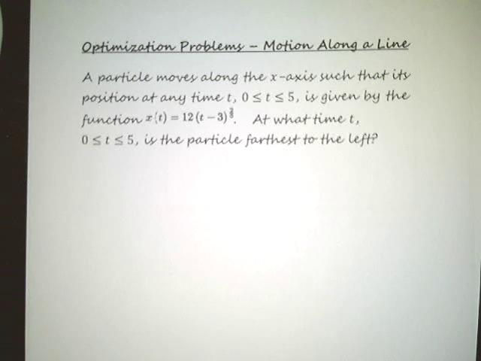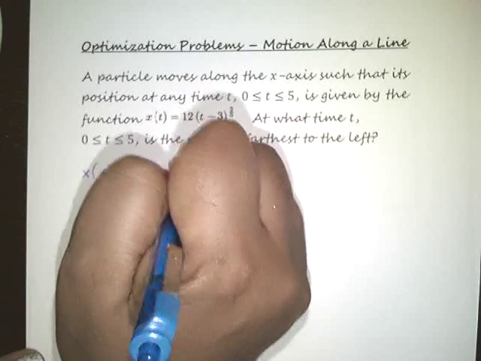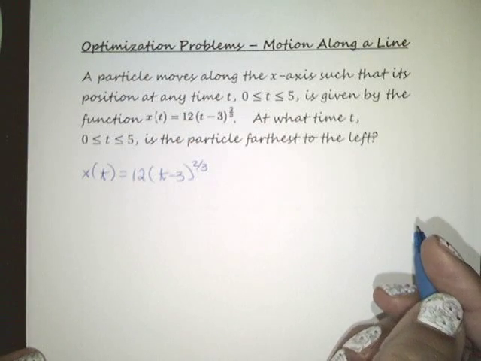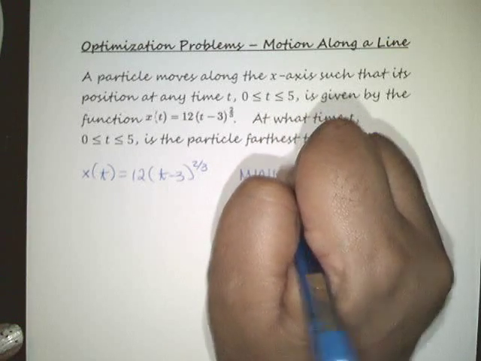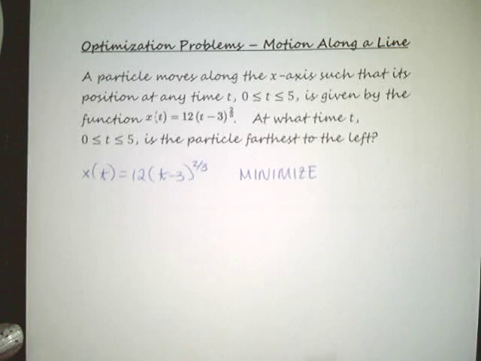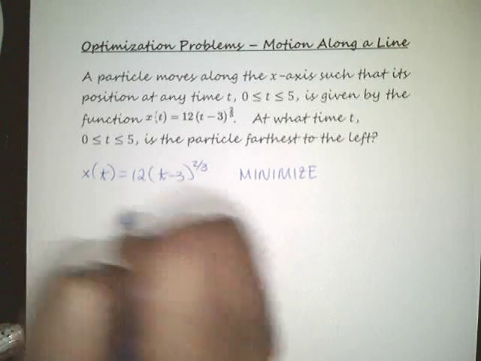Well, since we're moving along the x-axis and the x of t function is giving position, it's actually giving us the x-coordinate on that axis, and we want to find the smallest x value. When we move farthest to the left, we'll have the smallest x value. So really this position function, x of t equals 12 times (t minus 3) to the 2/3, is the value that I want to optimize, in this case, minimize. I want to minimize x of t. So I need to do an analysis using a first derivative.